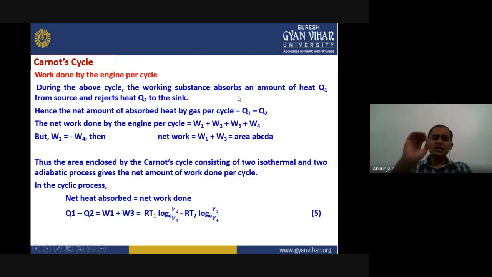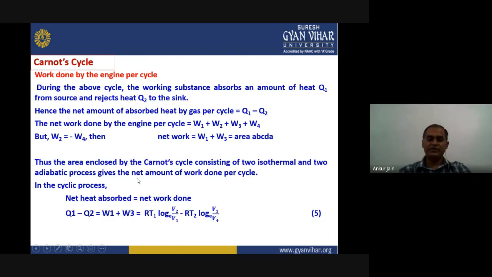Okay. So one thing is work. Second thing is we have supplied some amount of heat and we have released some amount of heat. So the net amount of heat is Q1 minus Q2. That is, the net amount of heat absorbed by the gas per cycle is equal to Q1 minus Q2, and that should be equal to the net work done. So we can write that the cyclic process will give net heat absorbed equals net work done.